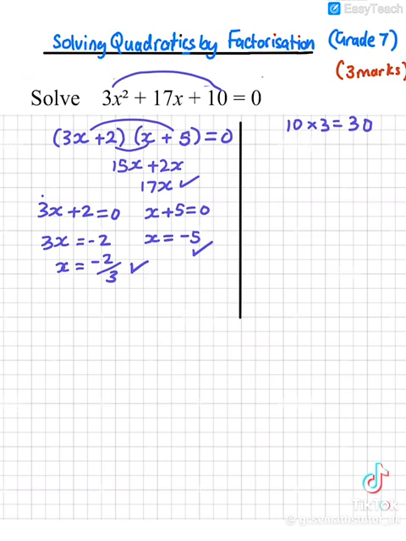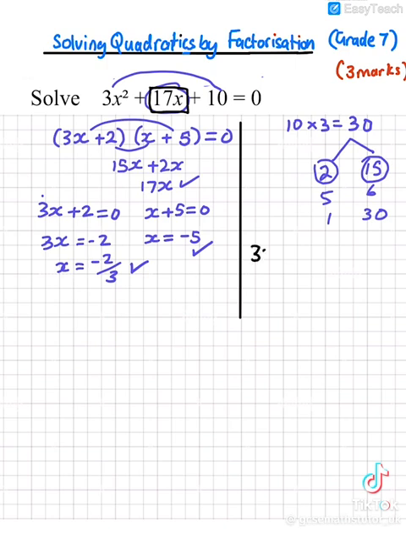Now we're looking for two factors of 30. When you multiply them, they will give you 30. So they could be 2 and 5, 5 and 6, and so on. We have 1 and 30, but they have to add together to make 17. So that means it's 2 and 15. So what we do here is we substitute 2 and 15 in place of 17x.